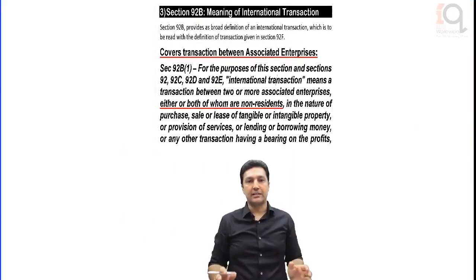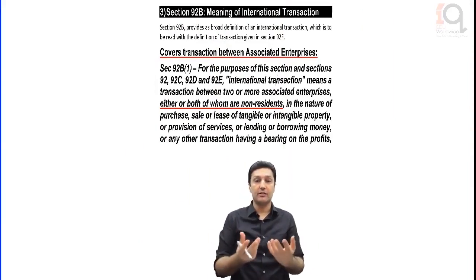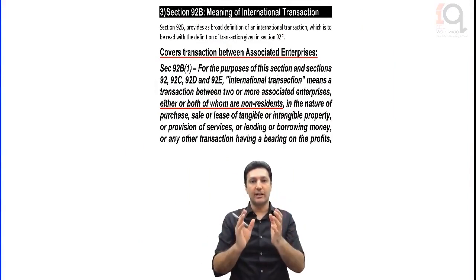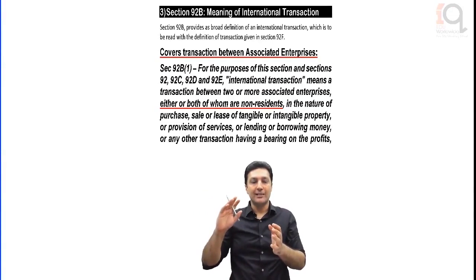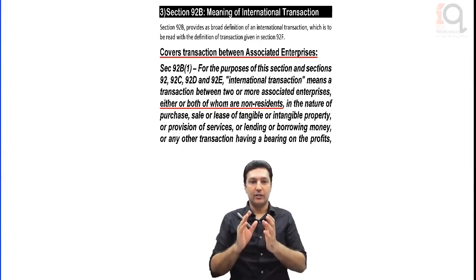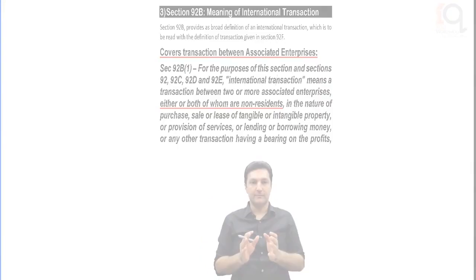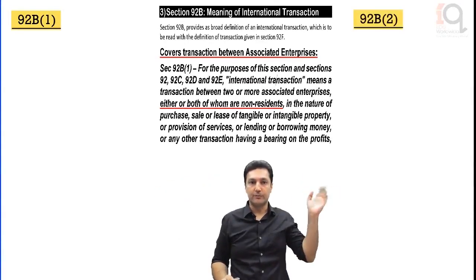So what is an international transaction? From the very word international, I'm sure this has to be inferred to mean there is a cross-border transaction, which means a transaction between somebody in India and somebody outside India. Now, this is going to have 2 subsections. So we're going to look at 92B subsection 1 and 92B subsection 2.